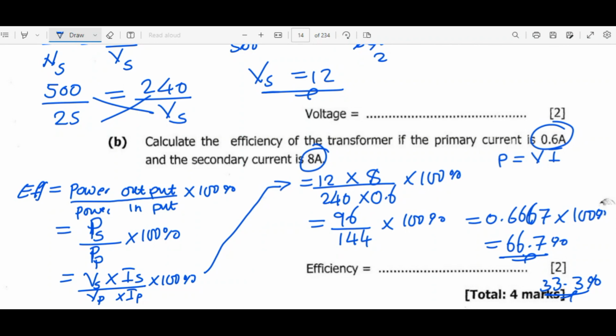So this is how you can deal with the calculations on a transformer under physics.